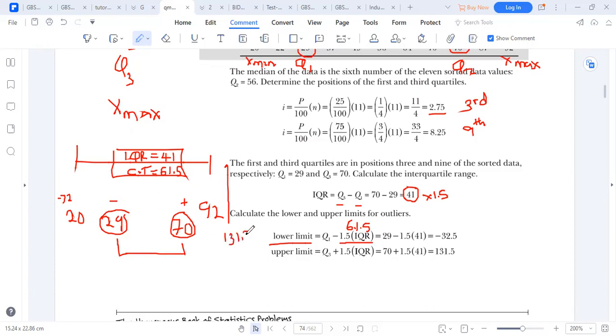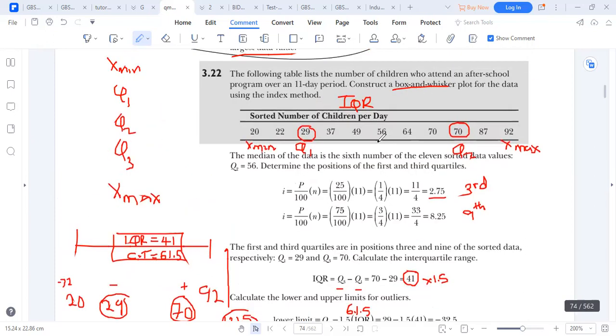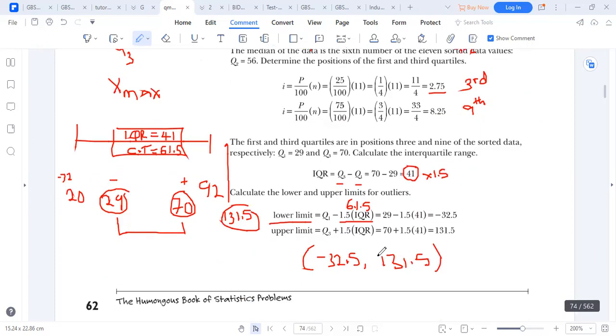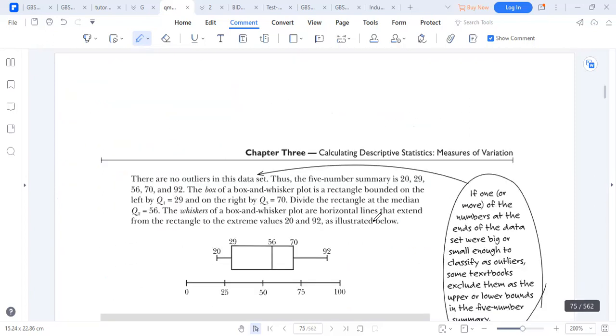So in this case, we discover that all the figures are swallowed inside here. Between negative 32.5 and 131.5, there are no values, if we're going to check here, that are outside range. So this entails that there's no outlier. The distribution tells us that there's no outlier.